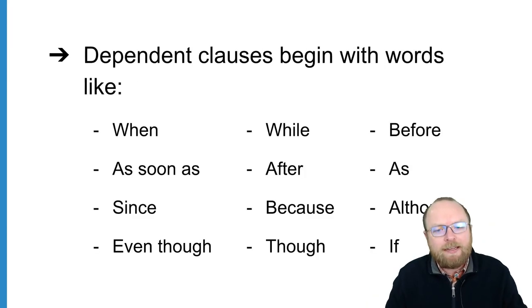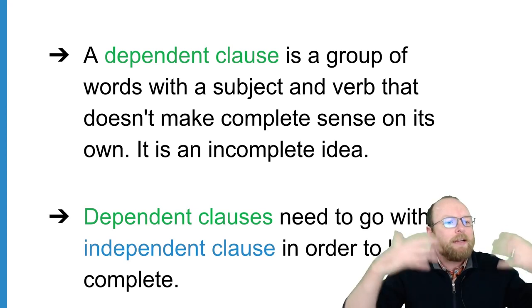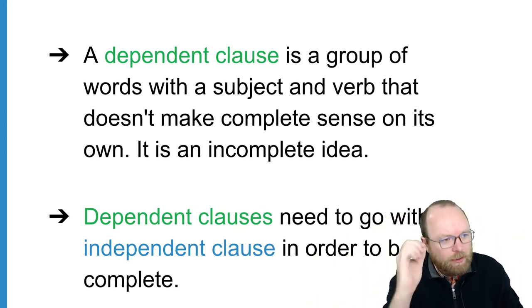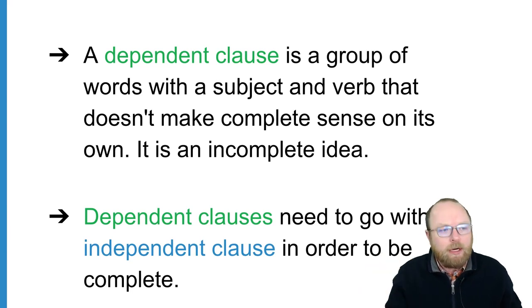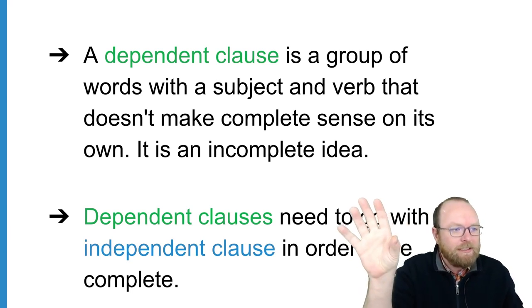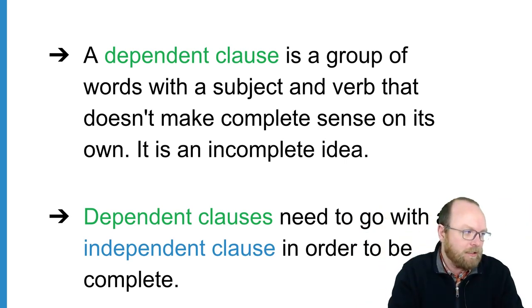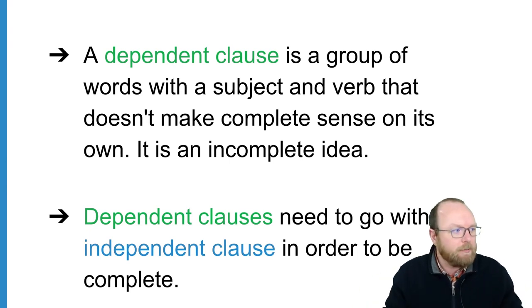So let's continue. Dependent clauses are not complete. So what do we do? We put dependent clauses together with an independent clause. No, French Leo, a verb alone is not an independent clause. You need a subject and a verb.